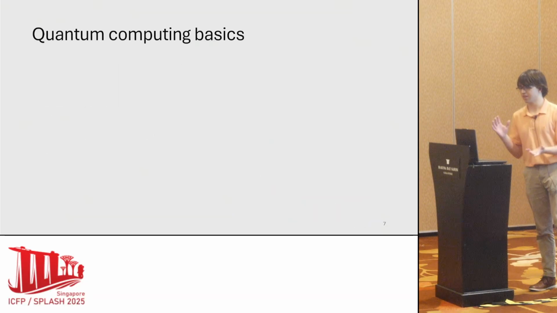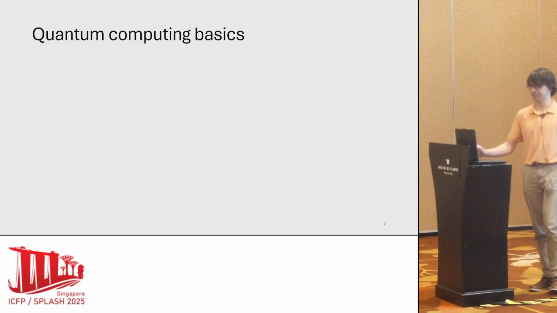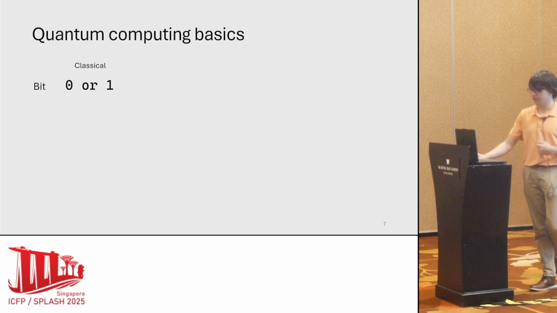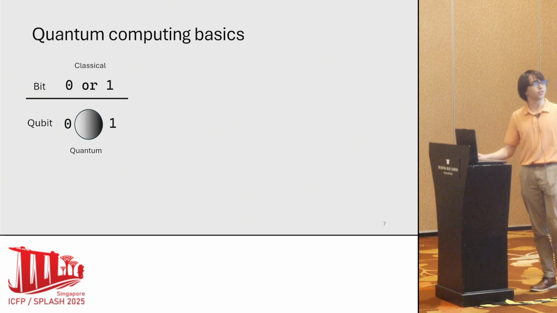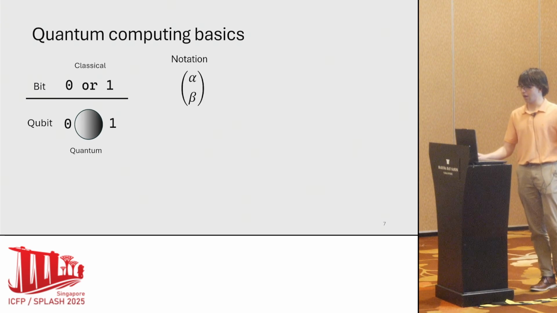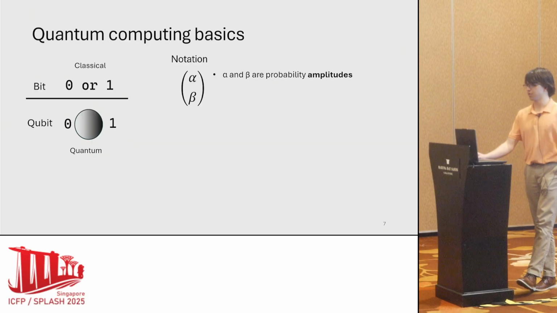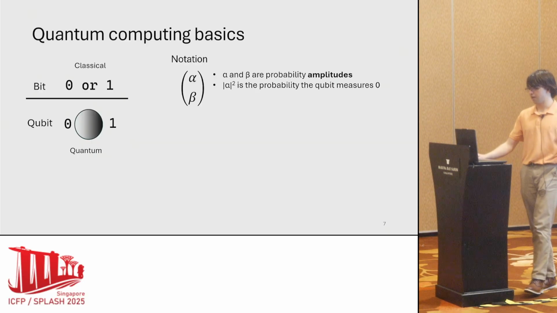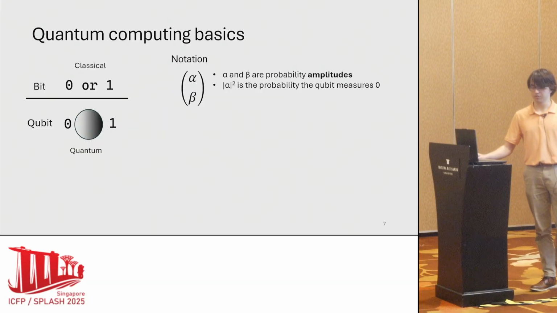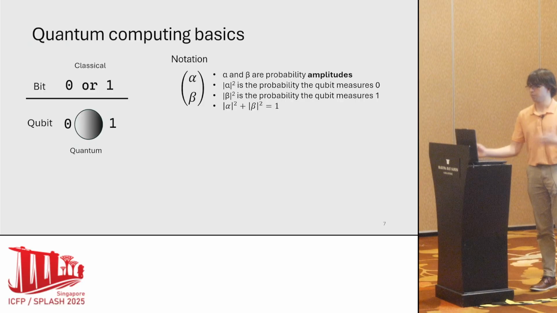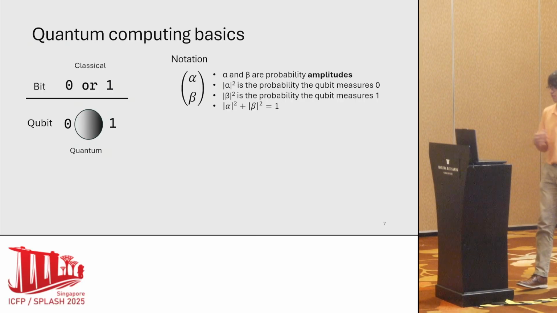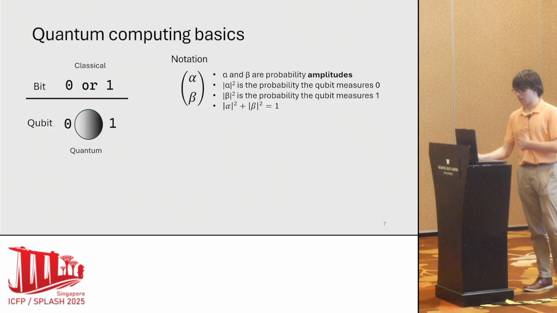Before we talk about exactly what Qafny is, I'm going to do a little rundown of quantum computing. In the classical world, we have a bit, which is a 0 or a 1. However, in the quantum world, we can have more of a gradient between the two. To notate this, we use vector notation, alpha and beta. Alpha and beta are both probability amplitudes. Alpha squared is the probability that the qubit will measure 0. Beta squared is the probability that the qubit measures a 1. Likewise, the sum of the squares must equal 1.